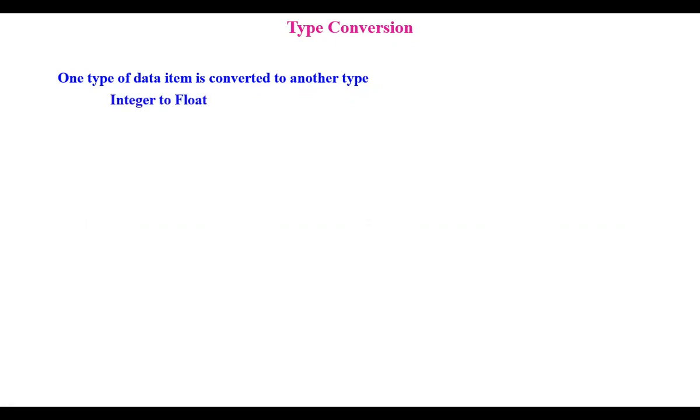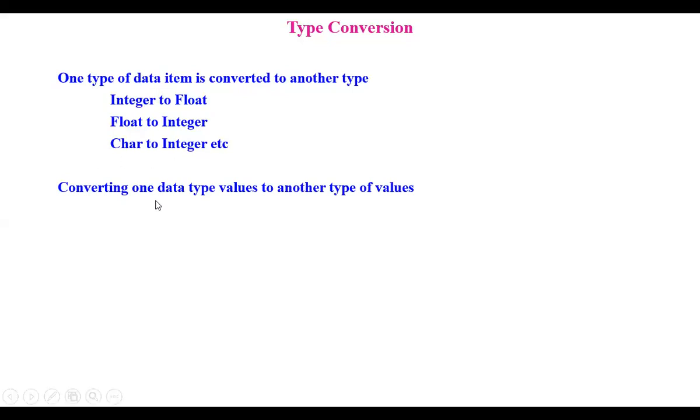So this can be from integer to float, or float to integer, or character to integer, or integer to character. This sort of conversion can be there. Converting one data type's values to another data type is called type conversion or typecasting or data conversion. All mean the same. So let us see what this data conversion or type conversion is.